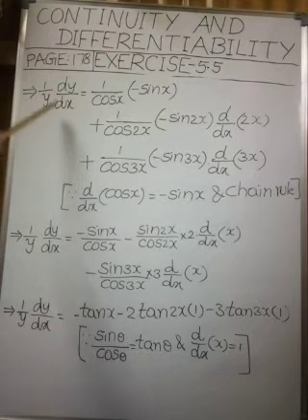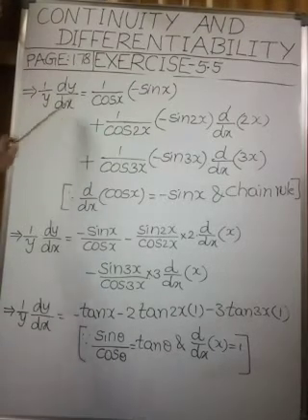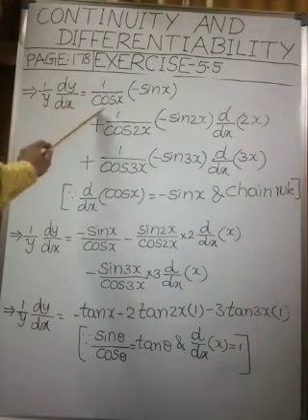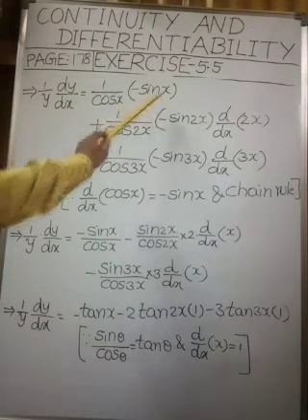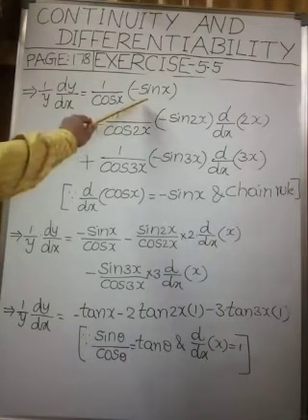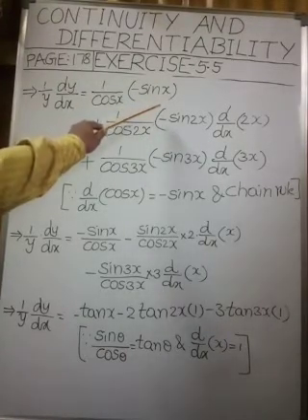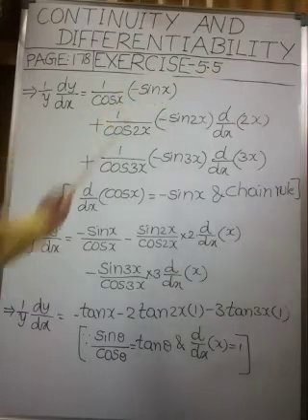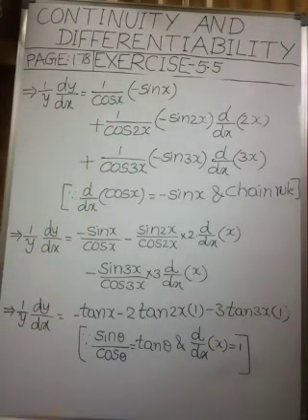Right. This implies 1 by y dy by dx is equal to 1 by cos x into minus sin x, because d by dx of cos x is minus sin x. So I wrote minus sin x here. Understood, my dear children?